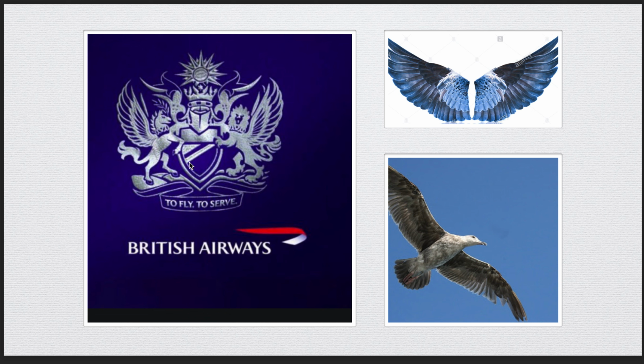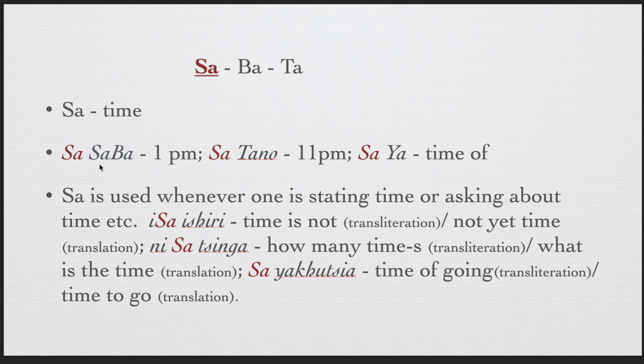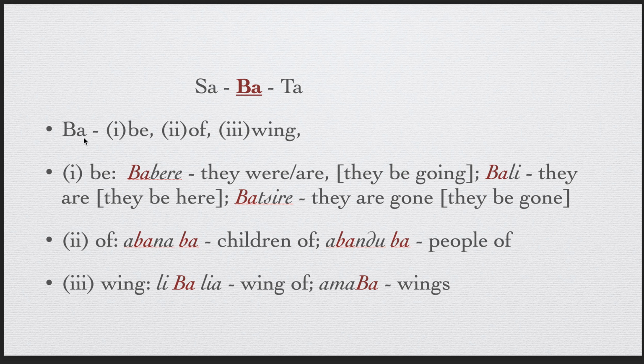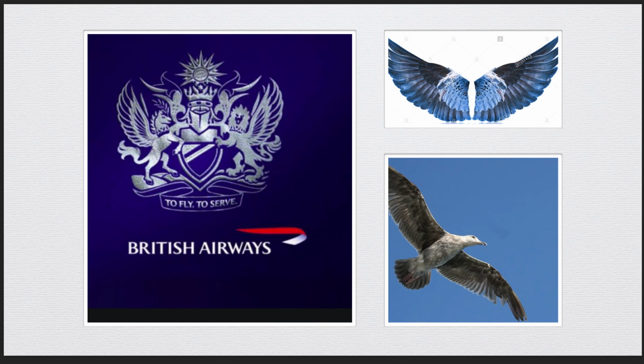This is the British Airways coat of arms for the pilots. I took this image on purpose because British Airways is BA. The initials are BA, and then they have wings. Of course, there's other imagery here too, but note the wings and BA. If we go back, ba means wing, and BA is what they have for their logo. So that's interesting to note. There are a lot of such examples, which I hope I have a chance to talk about in later series.